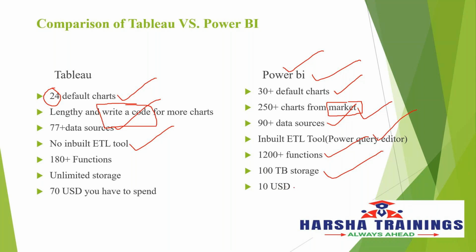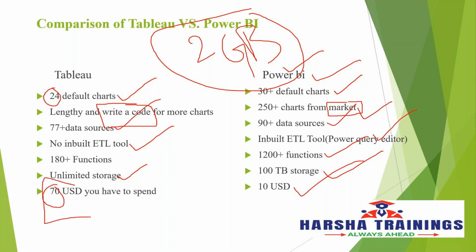For the minimum requirement, you have to purchase the Pro license, which is $10. Now coming to the other tool, you need to spend $70, but it is unlimited storage. For example, if I have to store 2 GB of data, is it a good approach to spend 70 US dollars just to store 2 GB of data? Is it a good way?